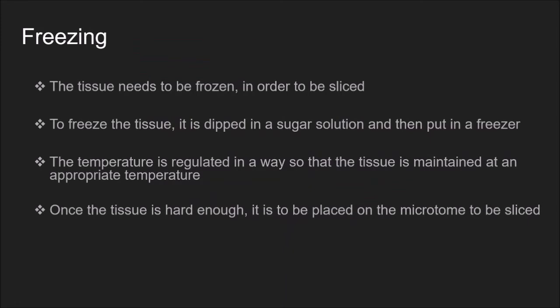Freezing. In freezing, the tissue needs to be frozen in order to be sliced. To freeze the tissue, it is dipped in a sugar solution and then put in a freezer. The temperature is regulated in a way so that the tissue is maintained at an appropriate temperature. Once the tissue is hard enough, it is to be placed on the microtome to be sliced.